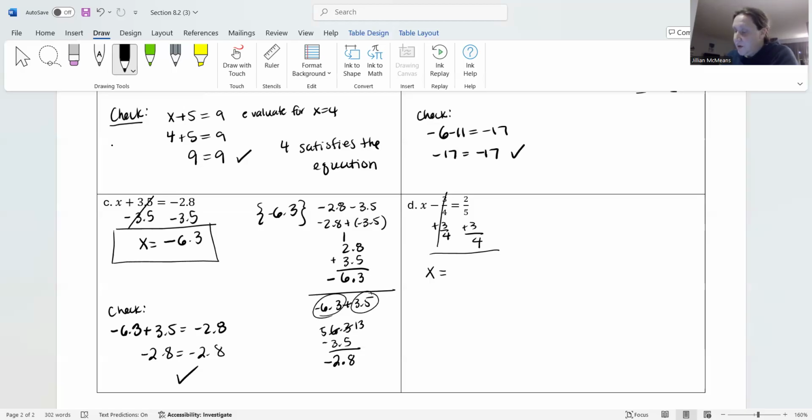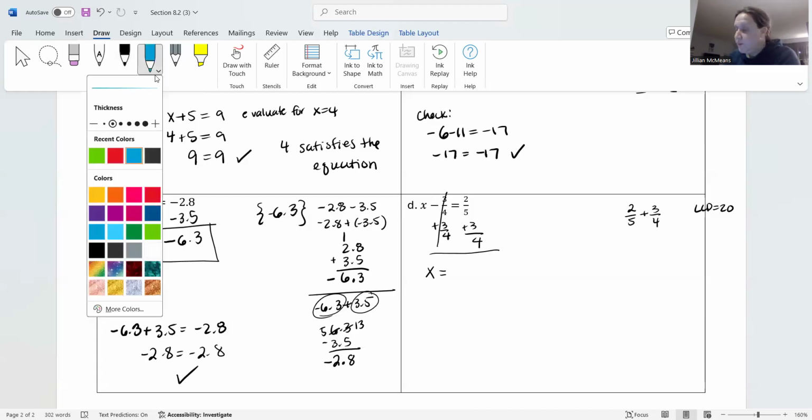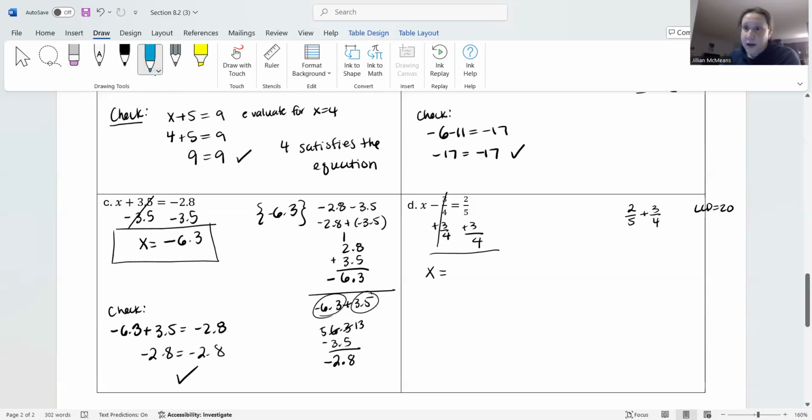So off to the side, what we have is 2/5 plus 3/4. So we're adding two numbers, okay? And remember, when you're adding fractions, you need a least common denominator. So what's the smallest number 5 and 4 divide into? Well, that would be 20. So we need to rewrite these fractions with equivalent forms that have a denominator of 20, okay? So let's see what we can get here. Let's use blue. So what would I multiply 4 by to get 20?